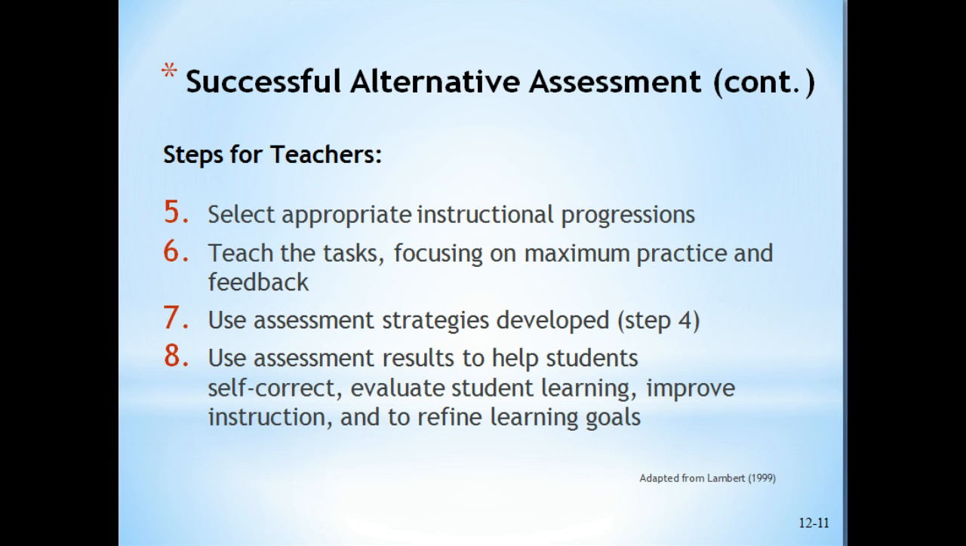The fifth step is to select appropriate instructional progressions to teach the students the content that you want to assess them on. Teach the tasks, focusing on maximum practice and feedback. The seventh step is to use assessment strategies developed that we talked about in step 4 on the last slide. And the last step is to use the assessment results to help students self-correct, give them feedback, evaluate student learning, improve instruction, your own instruction, and to refine learning goals. You can use that data to refine the learning goals for the next lesson plans that you use.